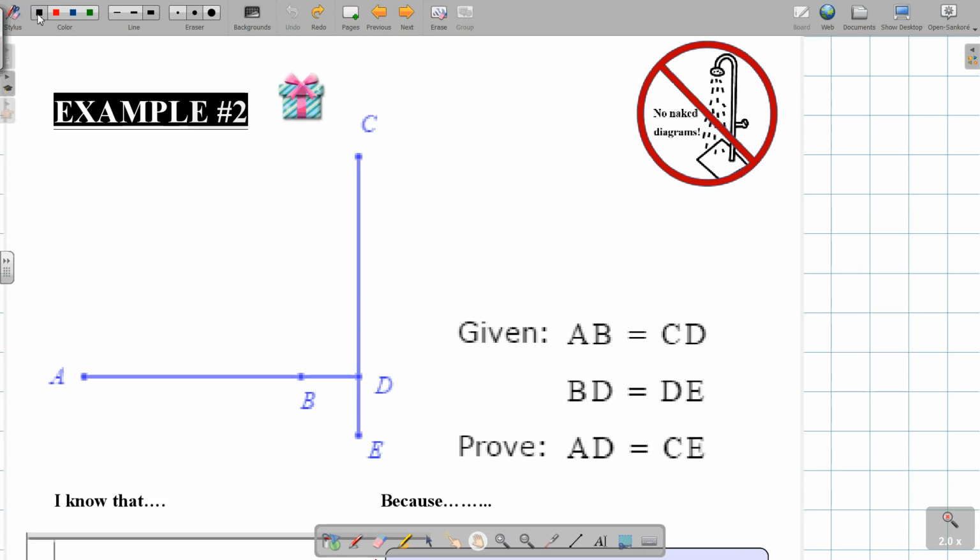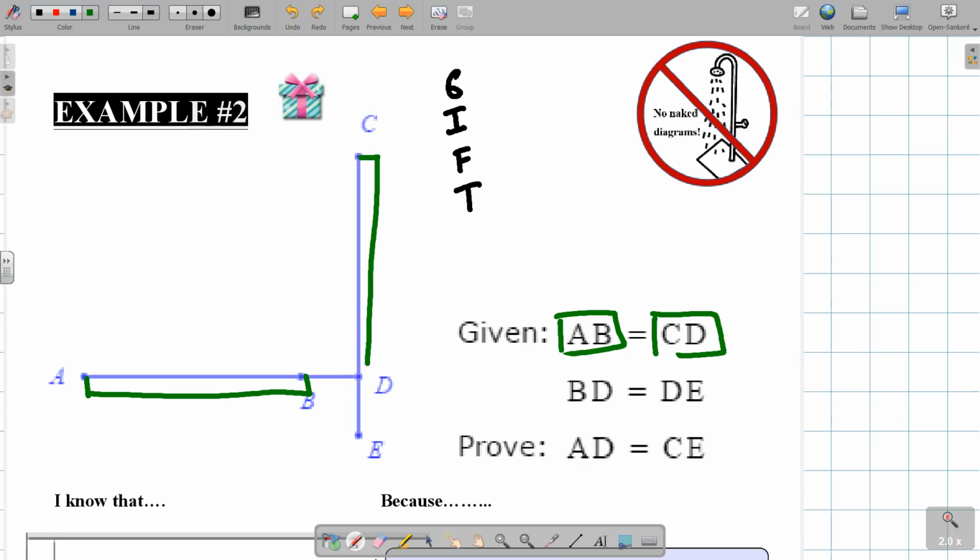No naked diagrams. Let's follow GIFT: given, implied, freebies, talk through. Okay, it is given in this case that AB, the segment from here to here, is the same as the distance CD. Hatch mark, that's given. Check, I've taken care of that. Again, I'm using red, green, blue. We also know that BD and DE are equal.